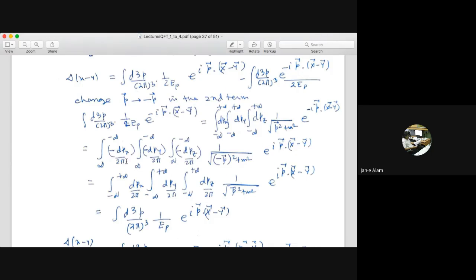Now, there will be a negative sign coming from here when I invert the integration from minus infinity to plus infinity. So there will be 3 negative signs. Already I have 3 negative signs. So 6 negative signs will give me nothing.